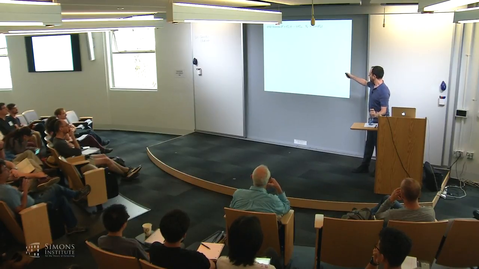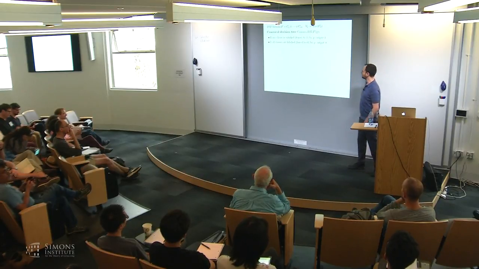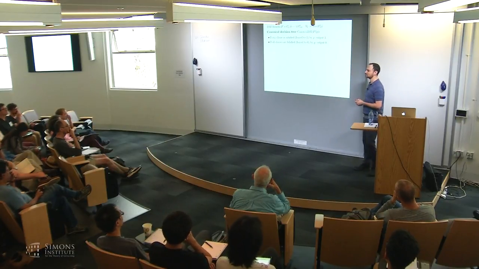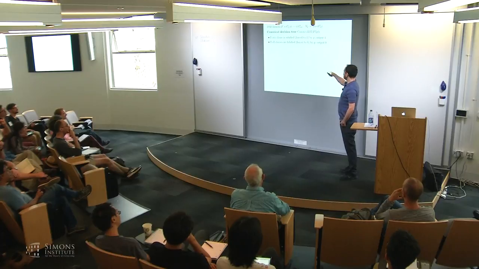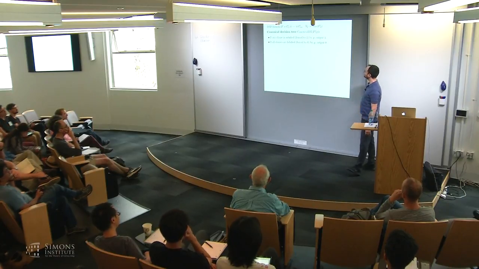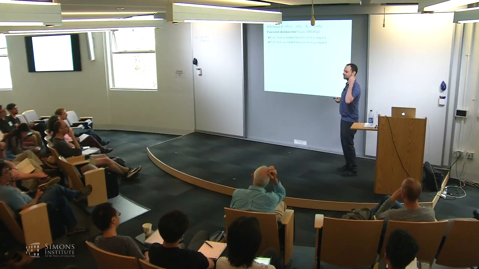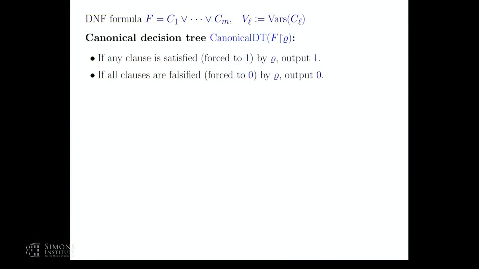Okay, so again, we have our DNF. And let me now denote the set of variables of the lth clause by V sub L. Here's the definition of the canonical decision tree, which, if you've seen the proof of Håstad's switching lemma before, then you've seen this. So there are some cases. First, if any clause becomes satisfied by the restriction rho, so rho fixes all of the variables and sets them to the appropriate value, then we just output 1. The decision tree is just the constant 1. And if all clauses are falsified by rho, every clause is forced to 0 by rho, then we just output 0.